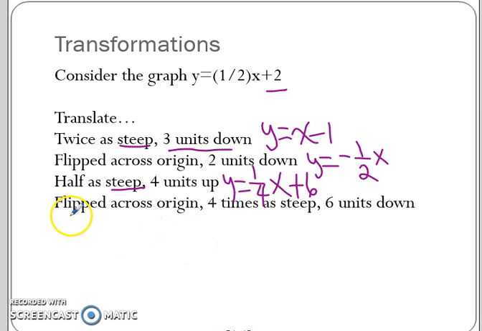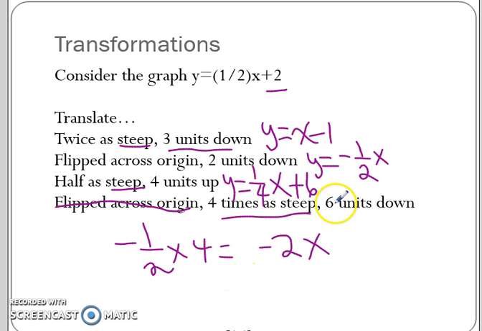And then the last one, flip across the origin. So we're going to use negative 1 over 2, but 4 times as steep. So multiply that by 4. So that's going to be negative 2. And then 6 units down, subtract 6 from here, which is 2 minus 6, negative 4. So this is your new equation.